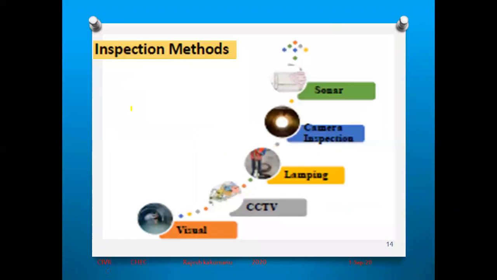Now, what are the various inspection methods we are using for the sewer system? Whenever you are going deep into the sewer line or whenever you are going into the manholes for any type of inspection, these are the various types of inspection methods. What are the various types of inspection methods? The first one is sonar technology. So what are they doing in the sonar technology?